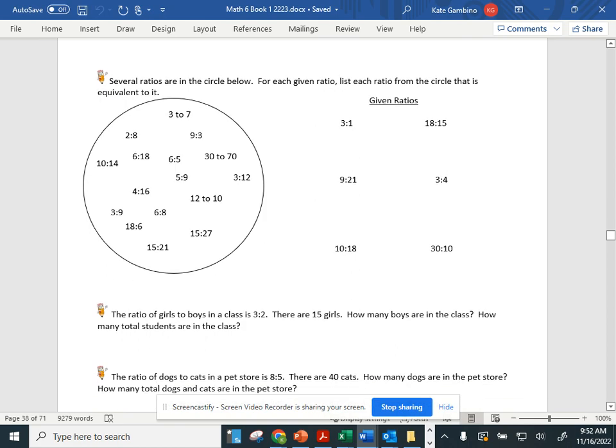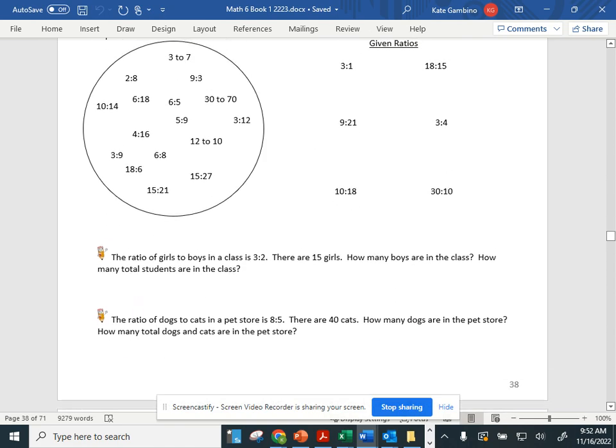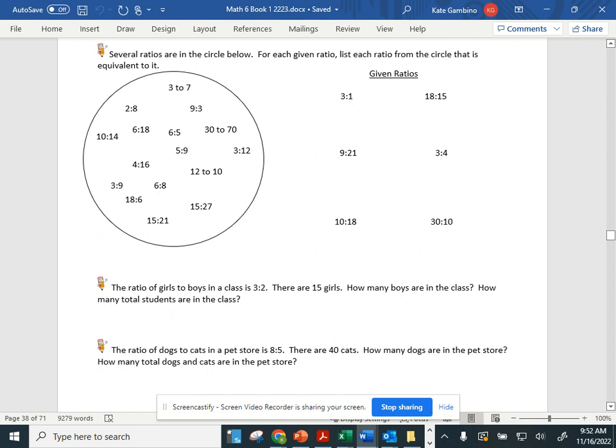Several ratios are in the circle below. For each given ratio, list each ratio from the circle that is equivalent to it. So here are our given ratios. We need to list each ratio from the circle that is equivalent to it. So if we're going to start with 3 to 1, what ratios in the circle would be equivalent to 3 to 1? Can you find any?